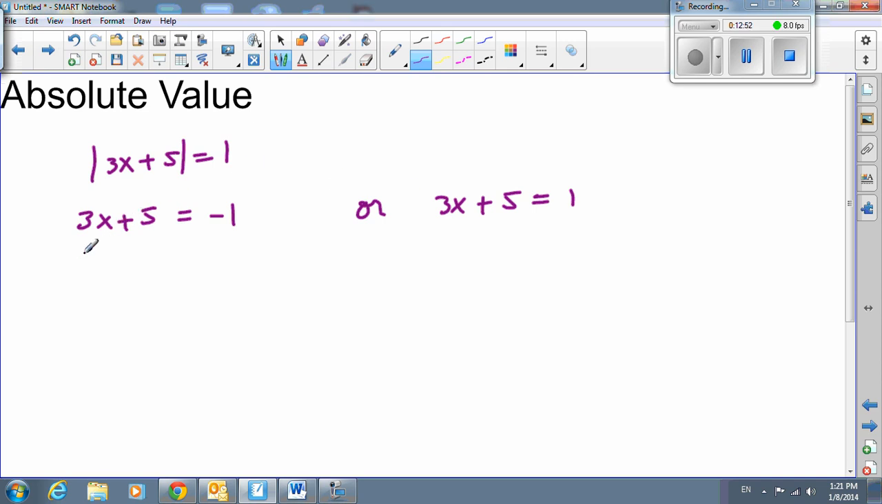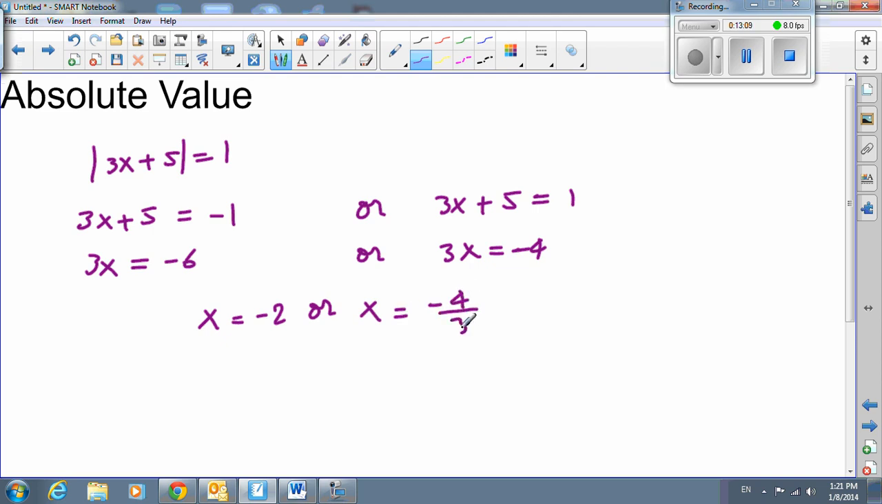All right, so let's go ahead and solve this one. I will have 3x is equal to negative 6, or 3x is equal to negative 4. So x is actually equal to negative 2, or x equal to negative 4/3. And this one will be your solution.